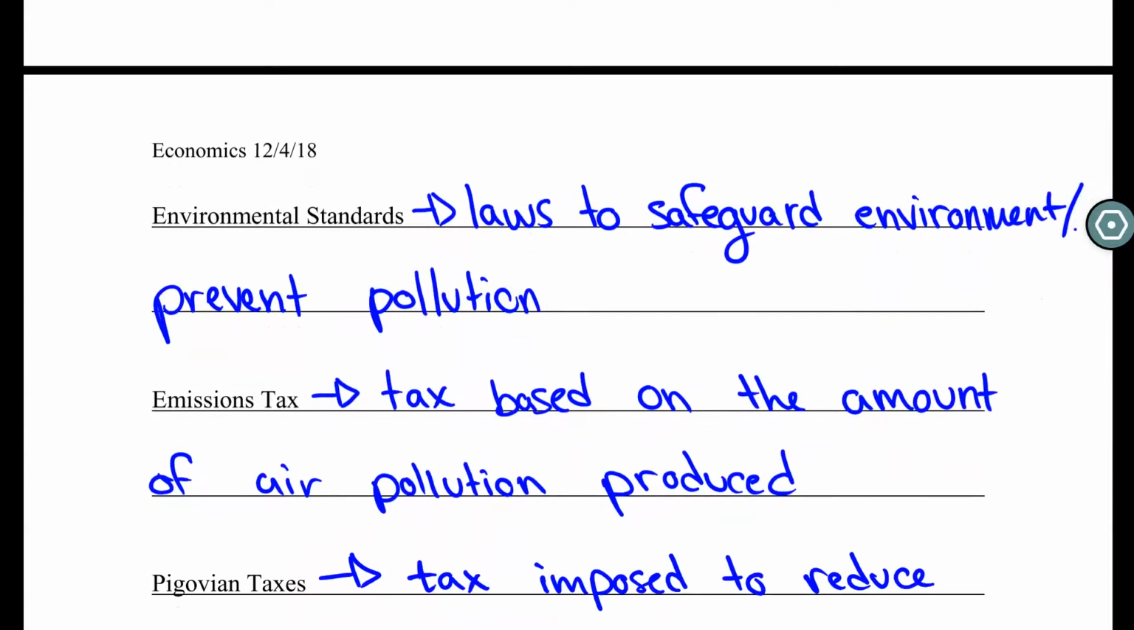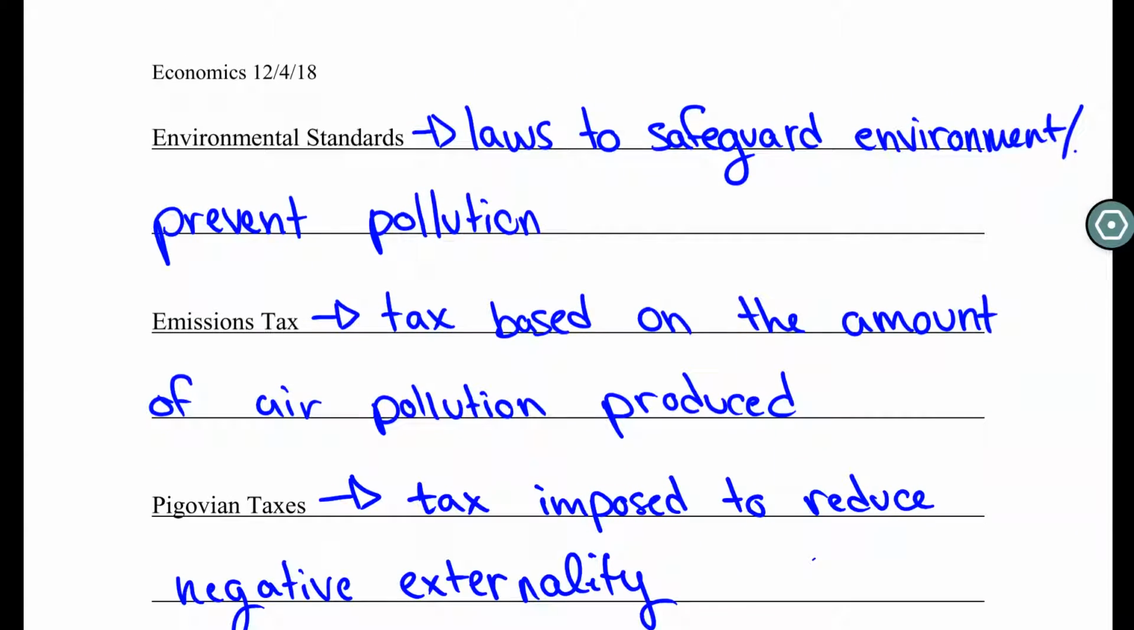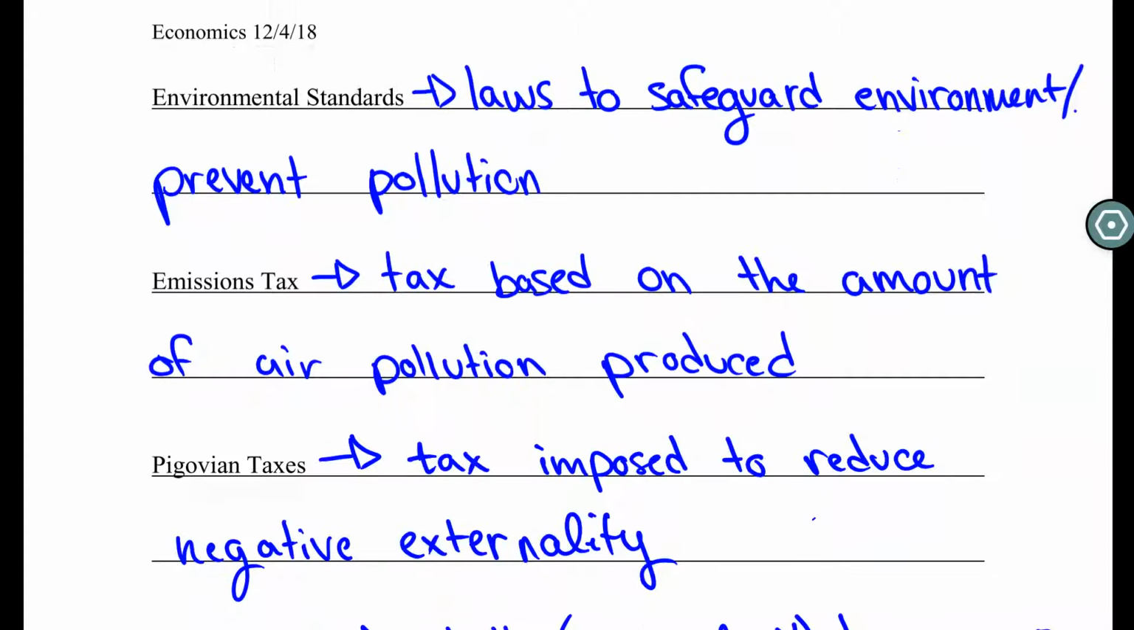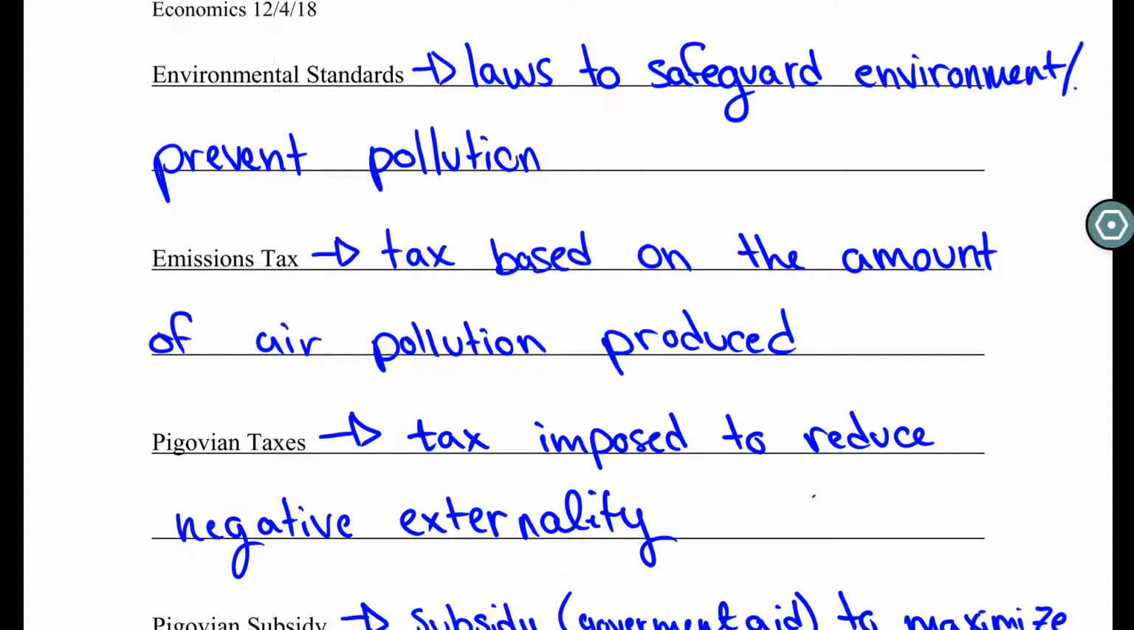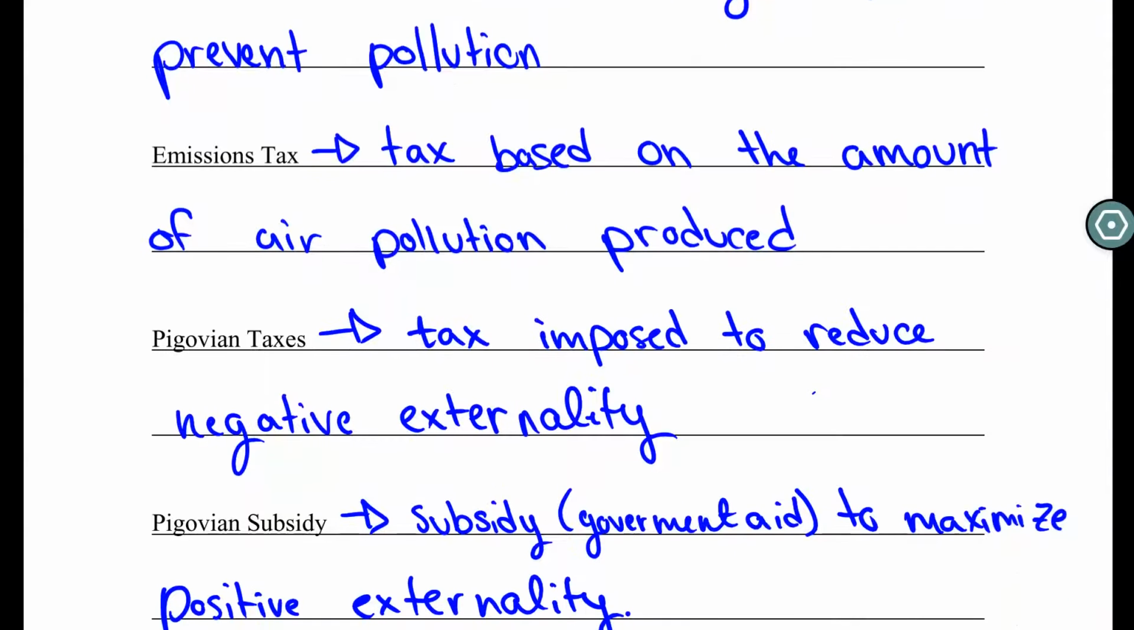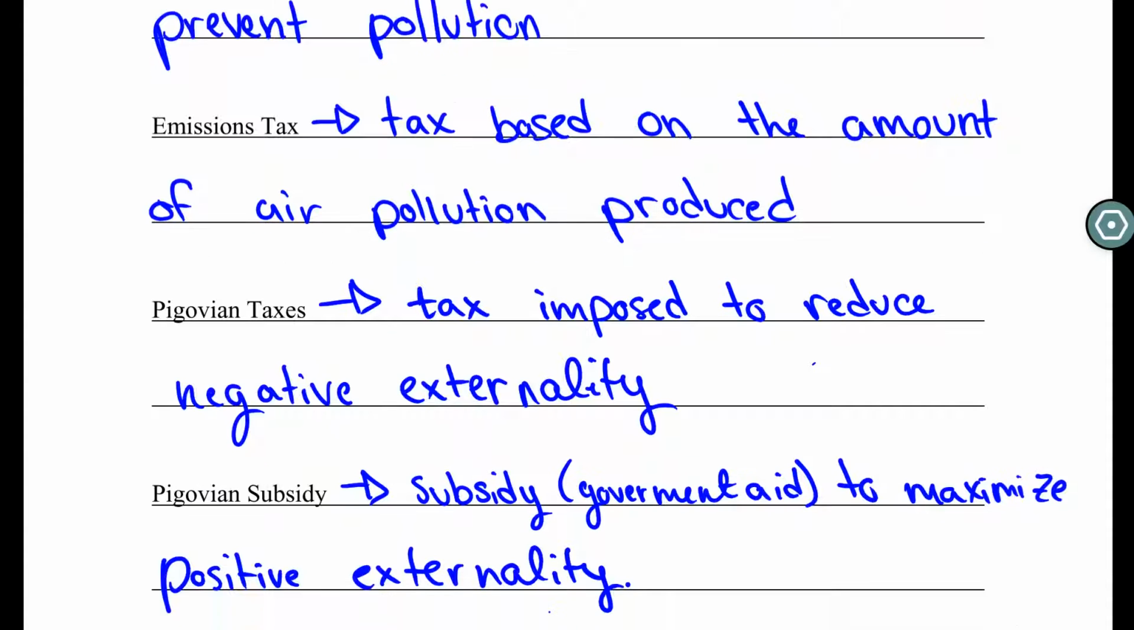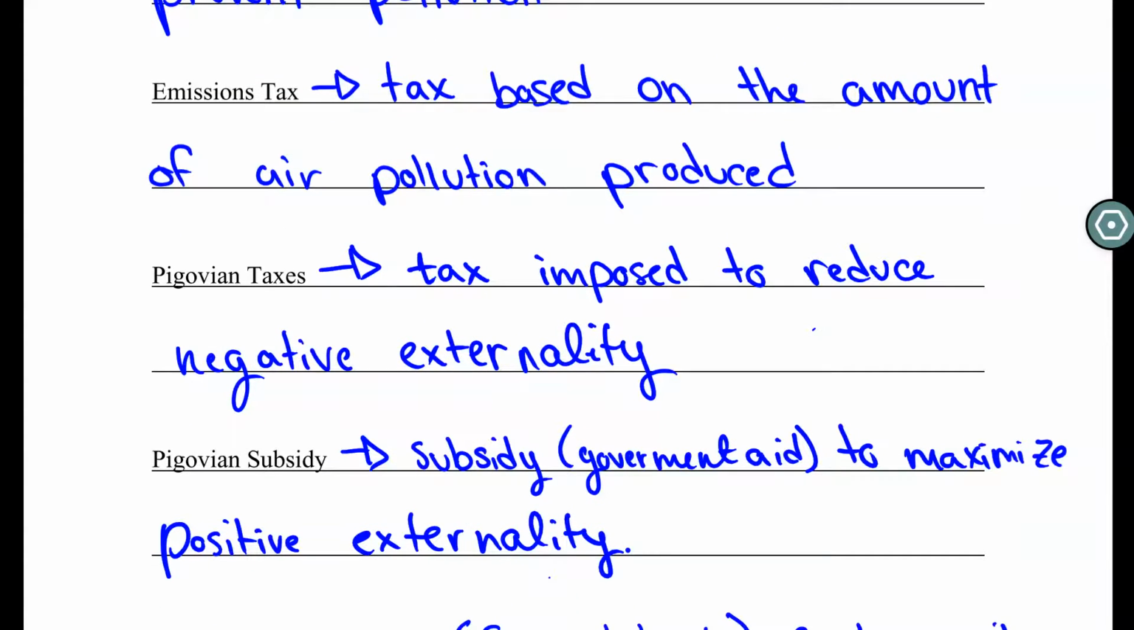So how can the government address these negative externalities? It can set environmental standards, which are laws to safeguard our environment and prevent pollution. One example of that is an emissions tax. So if they tax people based on the amount of pollution they're emitting, right, if they put a cost on it, that'll reduce the emissions that firms produce because they suddenly have to pay for that.